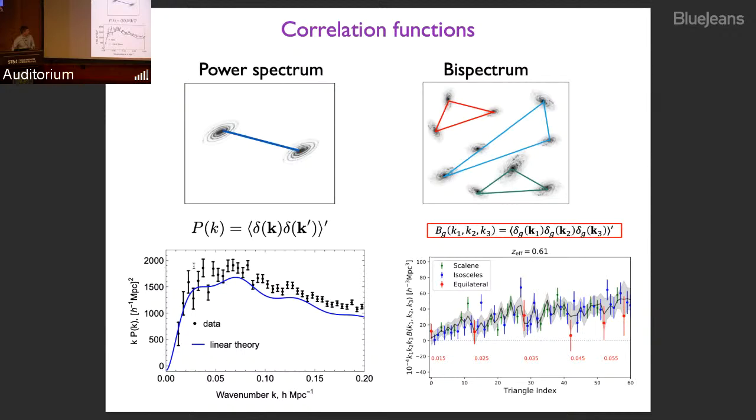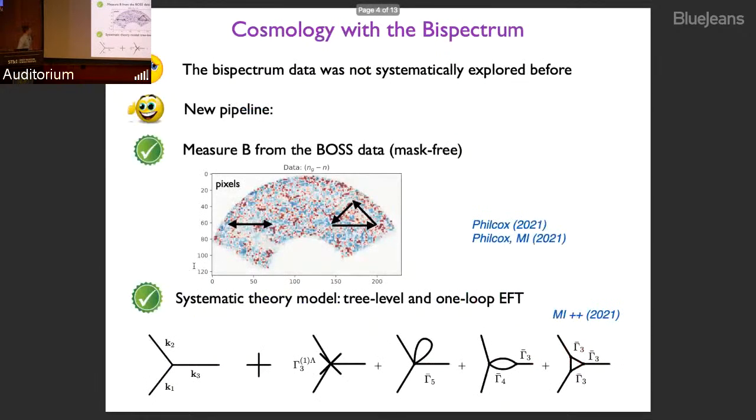I have presented all this idea about non-Gaussianity, but in 99% of all studies devoted to large-scale structure, people limit themselves to the power spectrum. This is because the bispectrum is harder to measure, and also harder to interpret and model. That's why it was not systematically explored before.